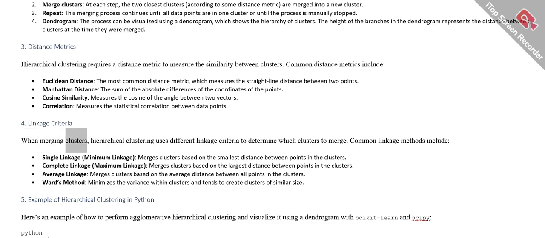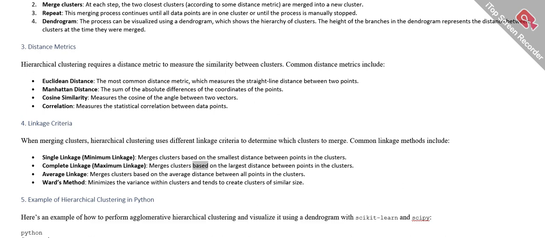4. Linkage criteria. When merging clusters, hierarchical clustering uses different linkage criteria to determine which clusters to merge. Common linkage methods include single linkage. Minimum linkage merges clusters based on the smallest distance between points in the clusters.